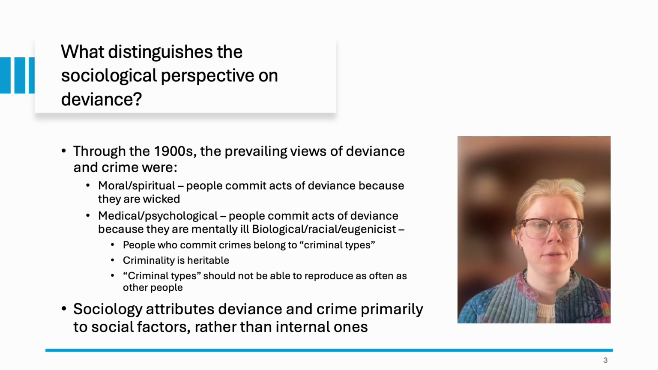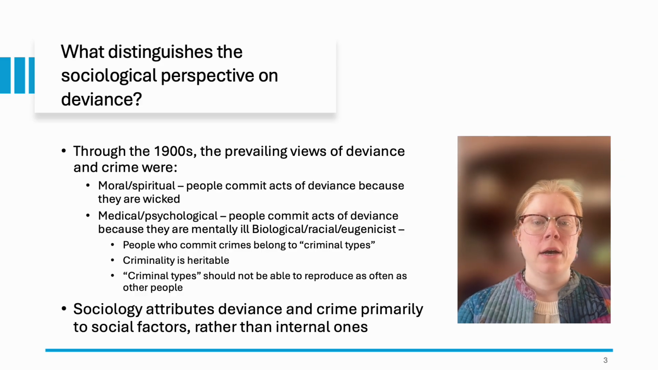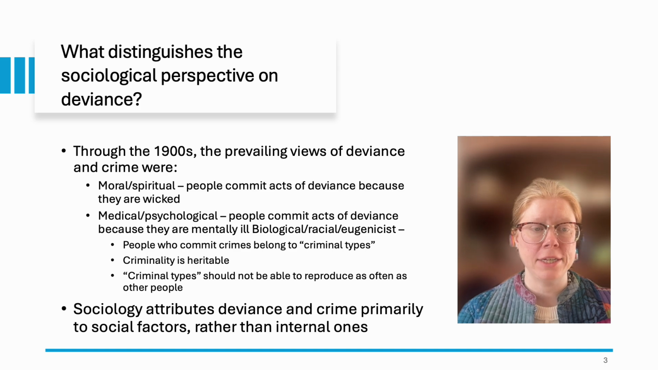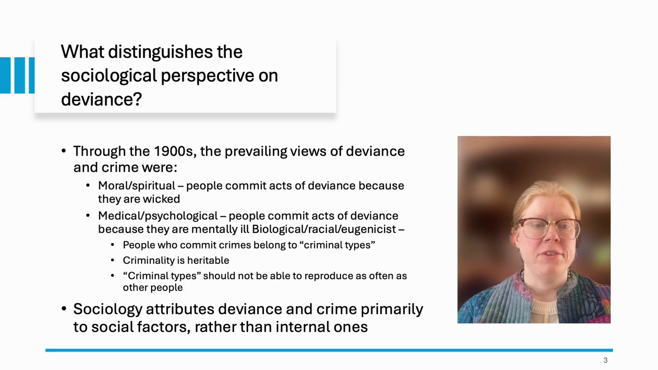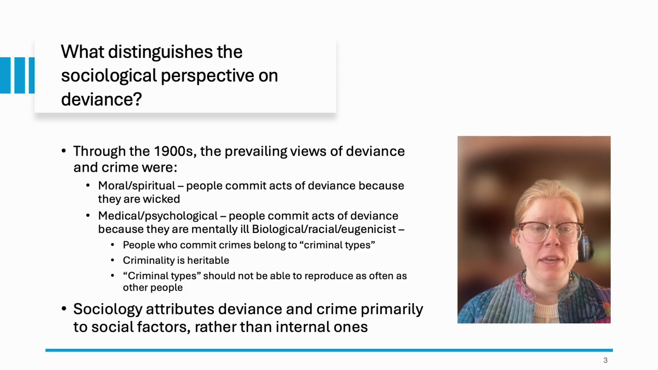Let's discuss what makes the sociological perspective on deviance distinctive from other social science perspectives. So, throughout the 1900s, the prevailing views of deviance and crime were mostly not focused on social explanations. They were focused on individual explanations, which include moral and spiritual explanations, medical and psychological explanations, including genetic and racial explanations. So, a moral and spiritual explanation would be something like people commit crimes or acts of deviance because they are wicked. They are a moral failure.